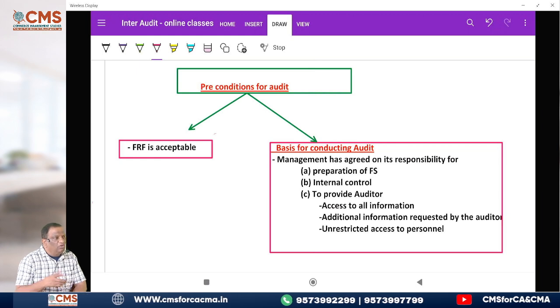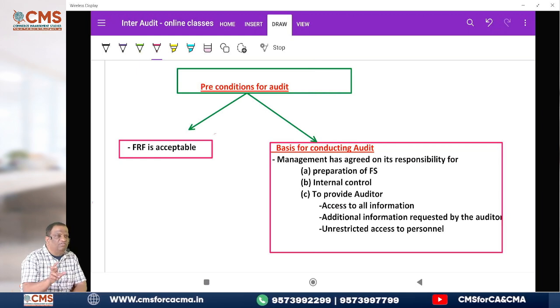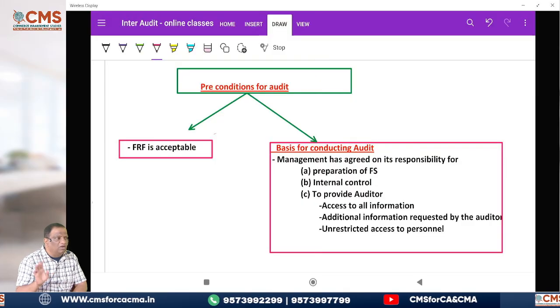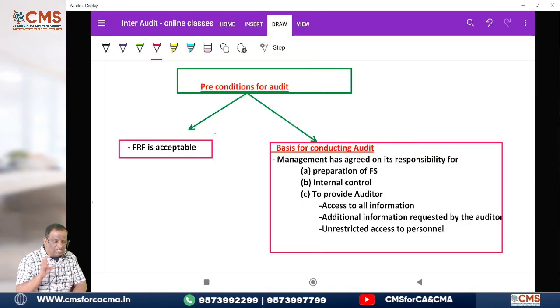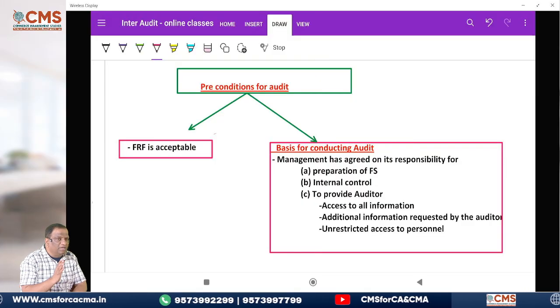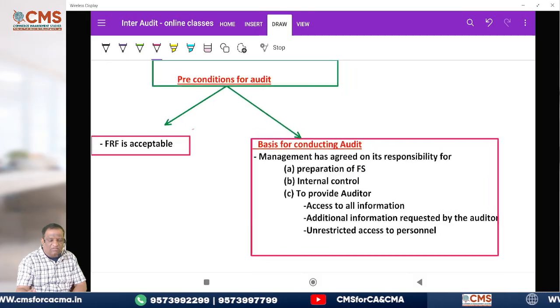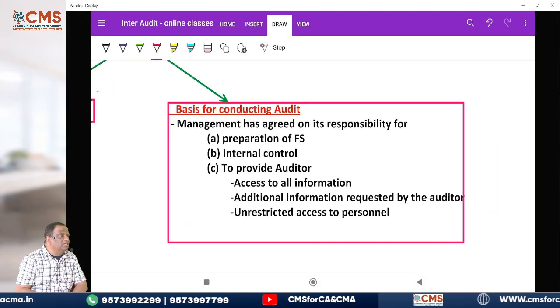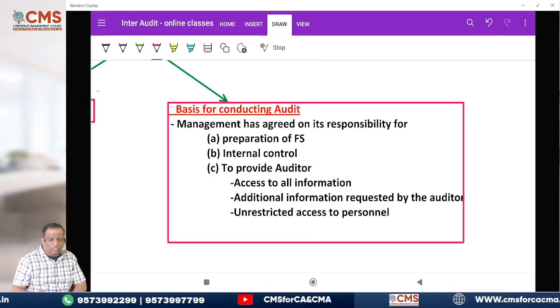Suppose he says, no, I don't want this, my head office has given a format, I will prepare it in that format, and I want you to certify. I'll say, then I will not do it. So first, the FRF in which he is preparing should be acceptable. Second, I should discuss with the client the basis for conducting the audit, that is, how am I going to conduct the audit.